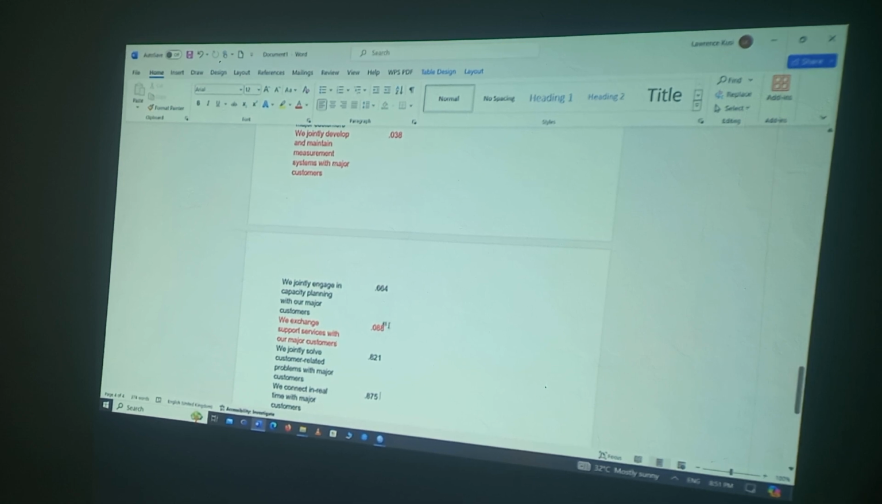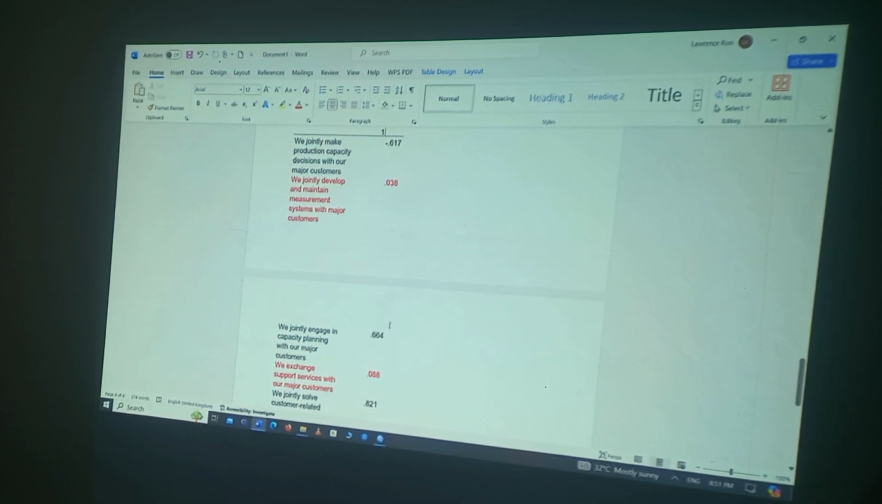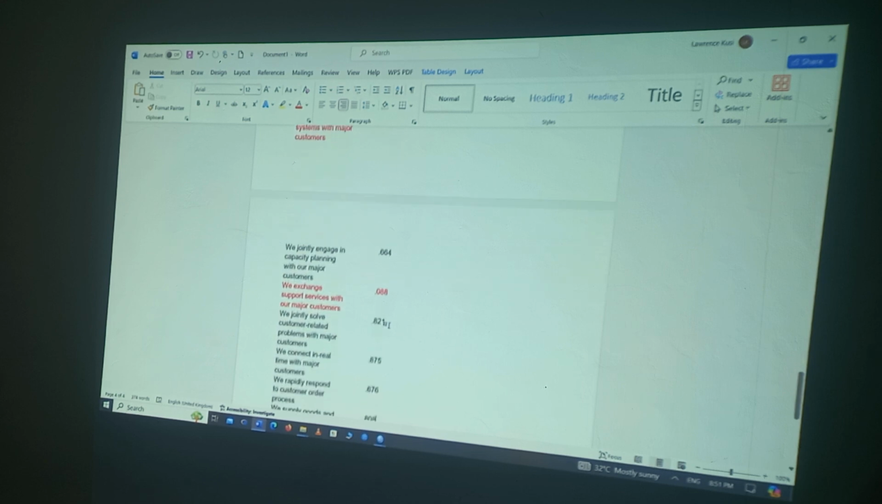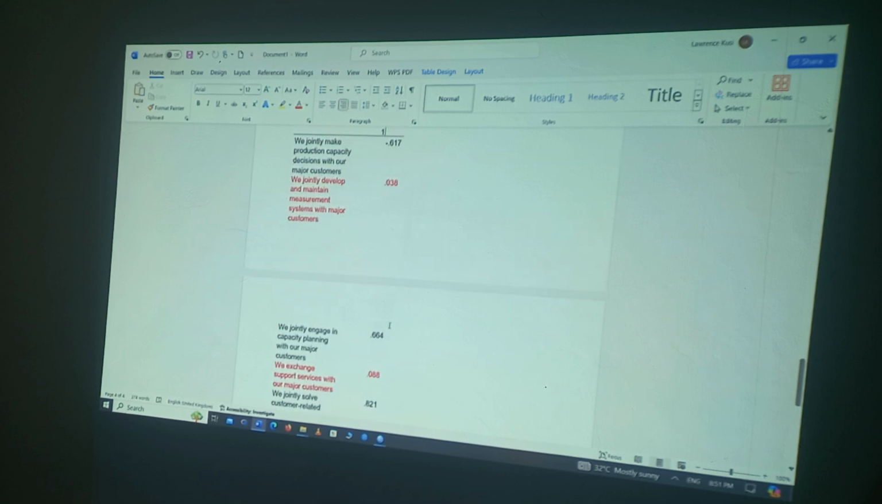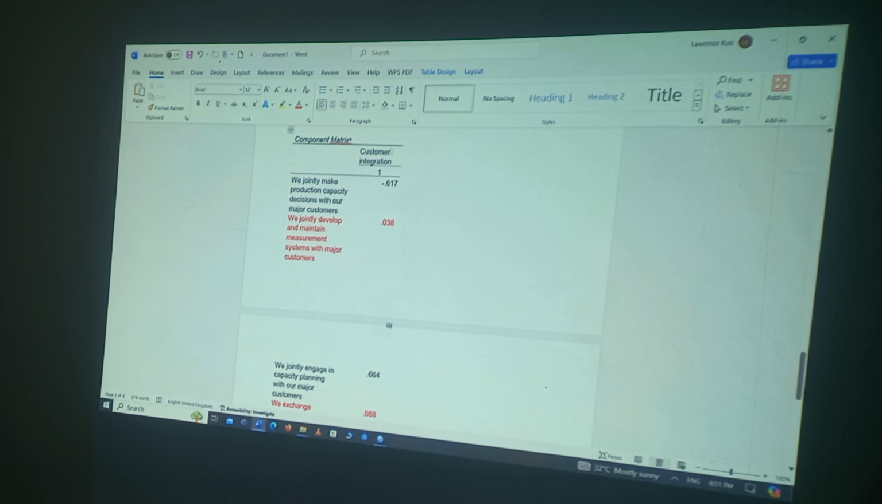Okay, so we see that the item that read, we jointly develop and maintain measurement systems with major customers, and the item, we exchange support services with our major customers, for instance, they all have less than 0.3. So they are not validly measuring the construct. How many indicators are measuring the construct? Now count them.